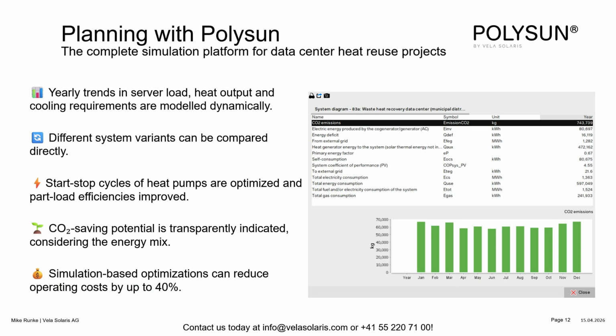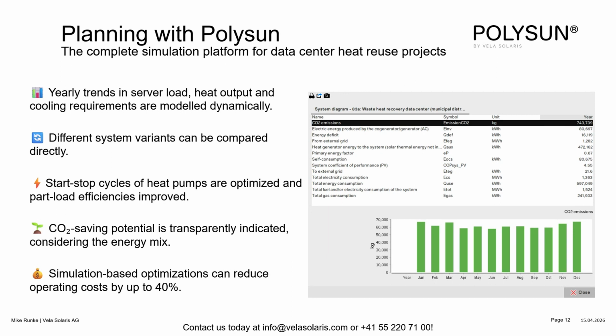So we now come to the final part, optimal planning. And this is where Polysun really comes into its own. Dynamic plant simulation enables what is otherwise impossible in the early planning phase: the exact calculation and transparent documentation of data center heat reuse projects. Polysun can realistically simulate all four use cases that we have seen today, including heat pump cascades, different sorts of boosters, various storage technologies, and connection to district heating or, respectively, cooling networks.